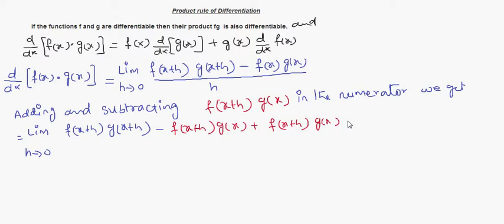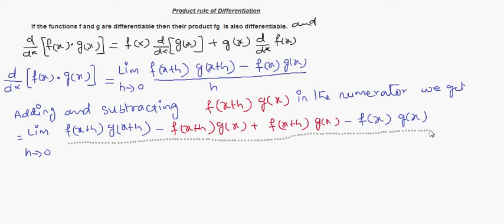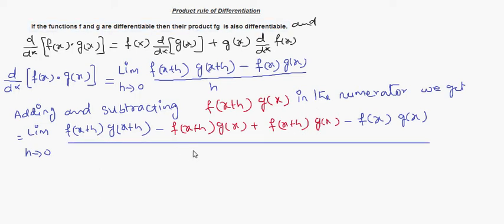If we add and subtract a term simultaneously, the value would not change, so we are just adding f of x plus h times g of x in the numerator, minus f of x times g of x, all this divided by h, limit as h approaches 0.